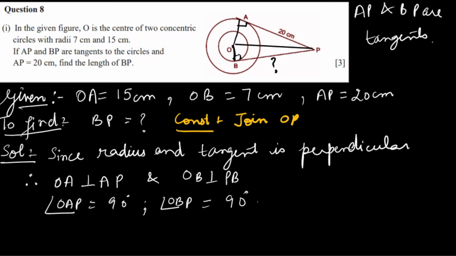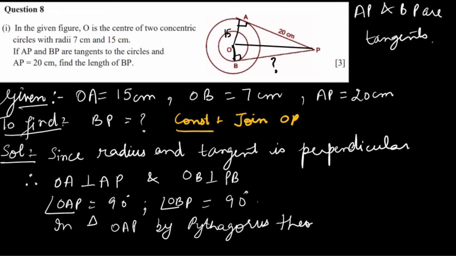So what we will do, we'll start from triangle OAP, because in OAP we know two sides. In OAP we know two sides. OA we know and AP we know. We can find the third side OP. So in right triangle OAP, by Pythagoras theorem, because whenever a right angle triangle is there, Pythagoras theorem should come to your mind. So what is Pythagoras theorem? What's the formula of Pythagoras theorem?